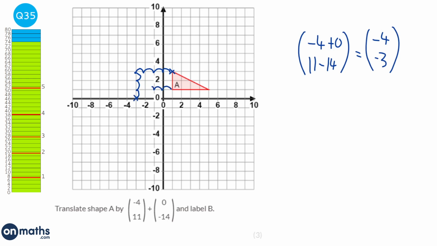And we can do that for each of the other points. So 1, 2, 3, 4. 1, 2, 3. 1, 2, 3, 4. 1, 2, 3. And when we've done that, we can join them all up with straight lines. And label the new shape B.